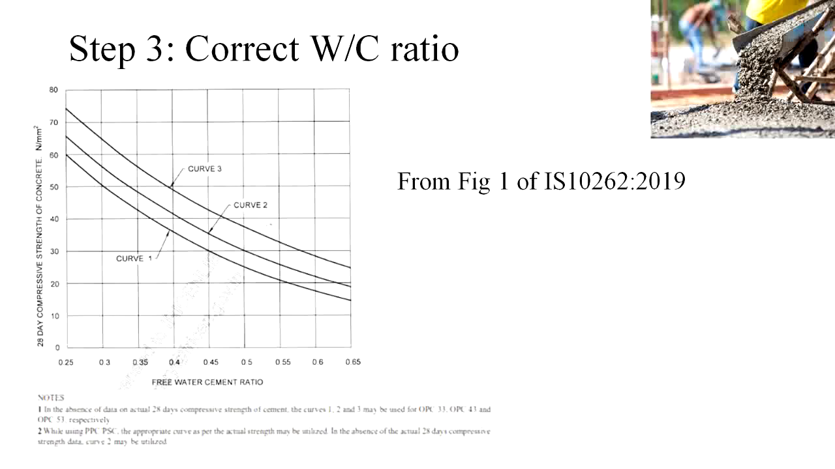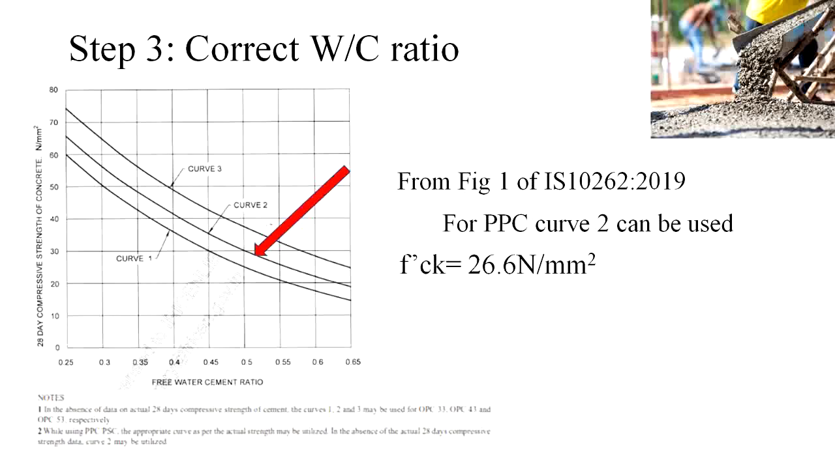Here also there is a condition. We are not using OPC 33, 43 or 53 grade. We are using only PPC. So in the note, the second condition is: while using PPC or PSC, the appropriate curve as per the actual strength may be utilized. In the absence of actual 28 days compressive strength data, curve 2 may be utilized. In this case, we are designing for PPC and we do not have the exact 28 days compressive strength value, so we can use curve 2.